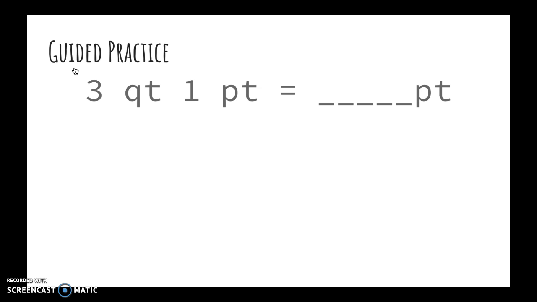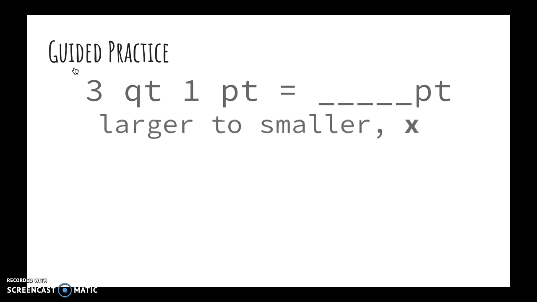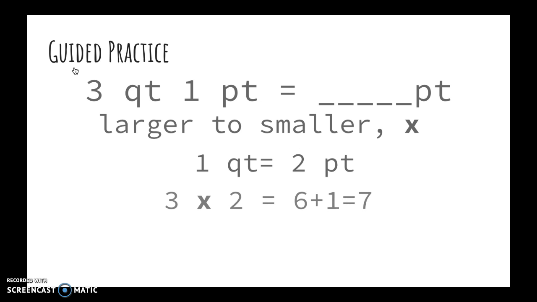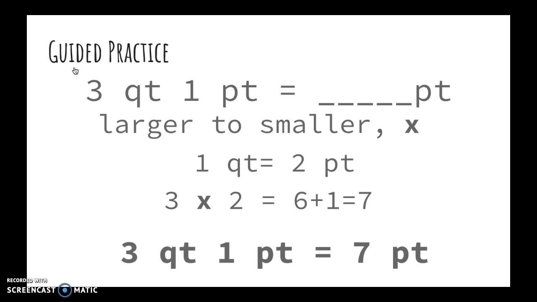When we go from a larger unit of measurement to a smaller unit of measurement, we multiply. There are 2 pints in 1 quart. So we are going to multiply 3 times 2 to convert those 3 quarts to pints. 3 times 2 is 6. But remember, we also have 1 pint, so we are going to add 1 to the 6. 6 plus 1 is 7. Therefore, 3 quarts, 1 pint is equal to 7 pints.